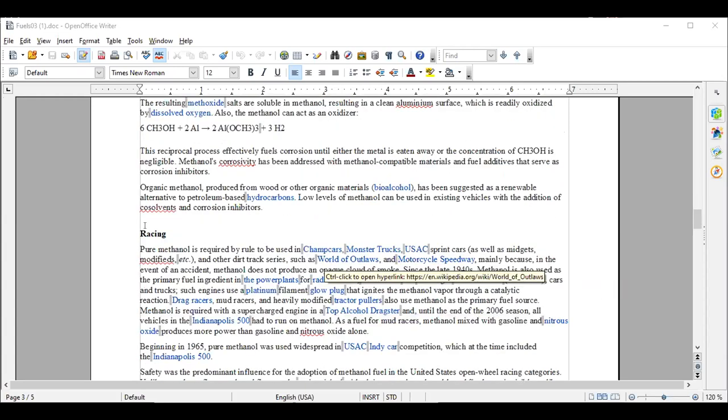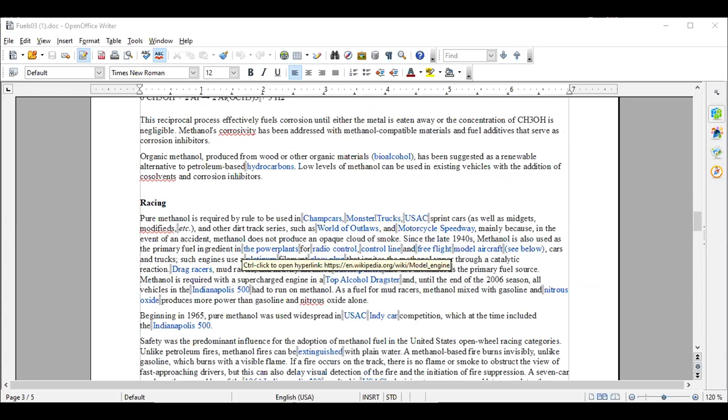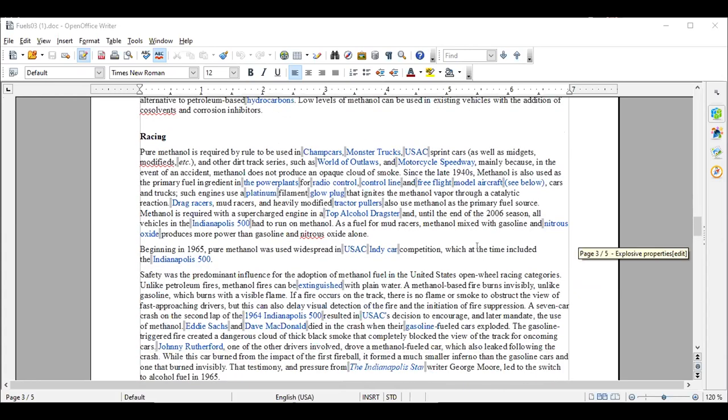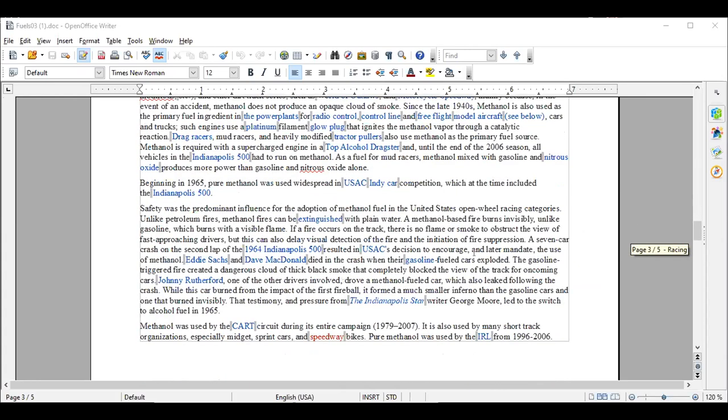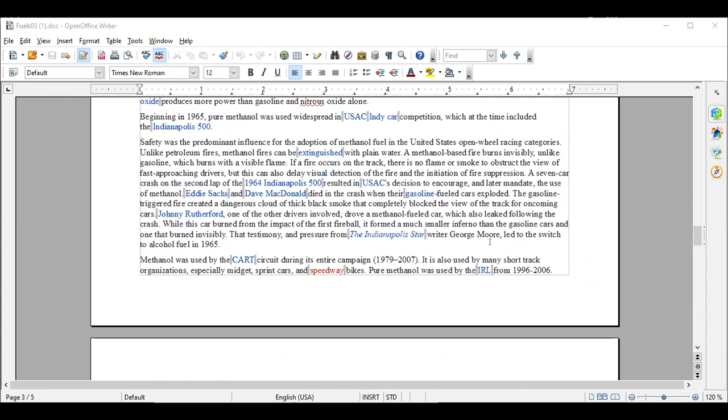Now, again, you get these different races, whether the Champs or Monster Truck or USAC, sprint cars, midgets, they all use methanol, pure methanol. When you get up to other cars where they start using nitro fuels, we'll talk about that in a minute.